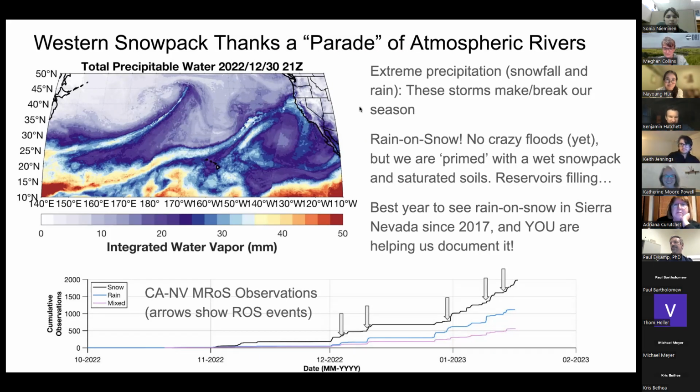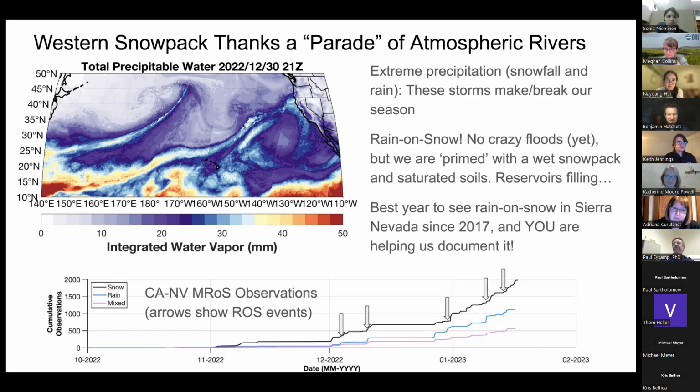But if we look from satellite, these are what they look like. They're these very long filamentary plumes of concentrated water vapor that get essentially pulled up from the tropics and wrapped into the developing storms. This storm here is what turned into the bomb cyclone that you may have heard all about. And what is currently impacting California at this time, this was right around New Year's, was this very, very warm event that caused a lot of rain on snow, saturated the snowpack, made the roof probably 10 times heavier than it was beforehand.